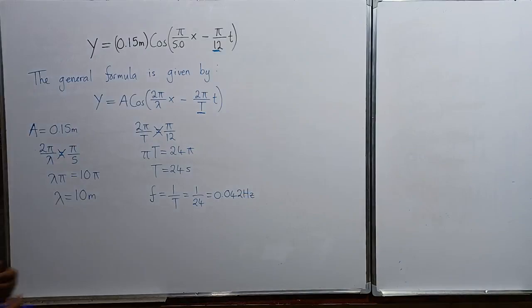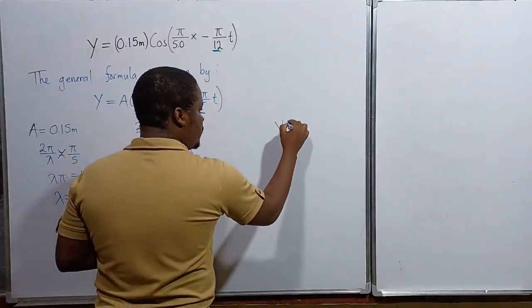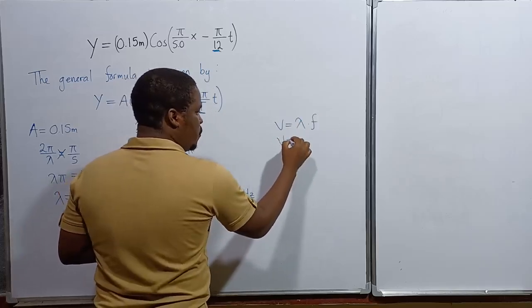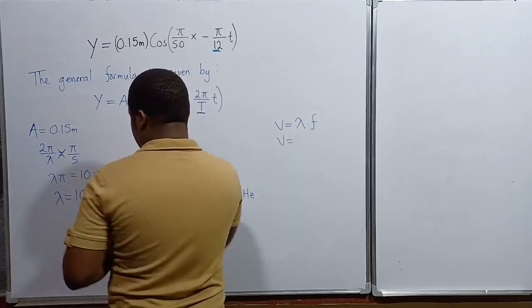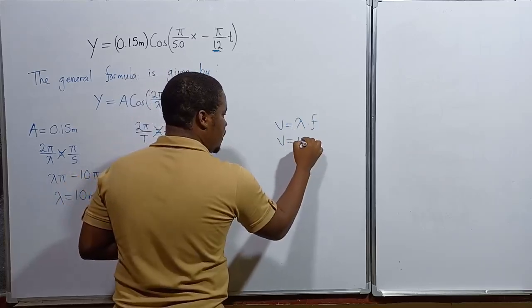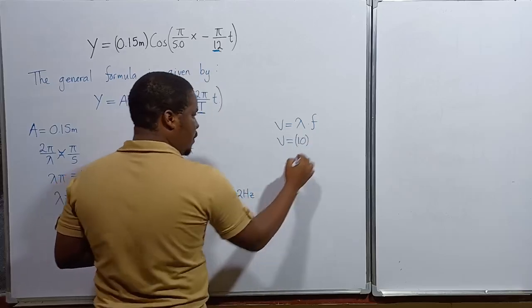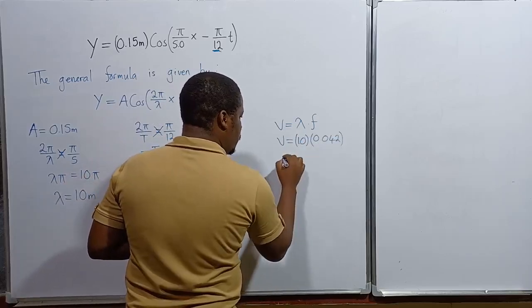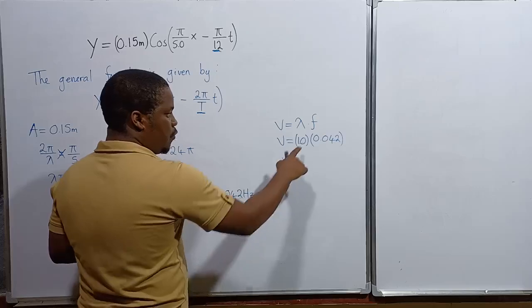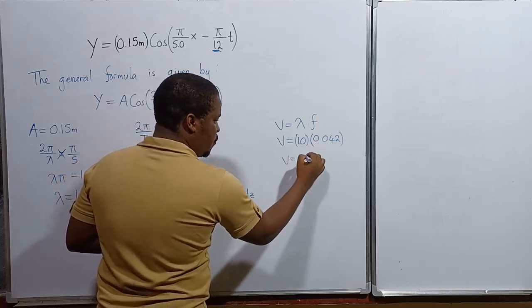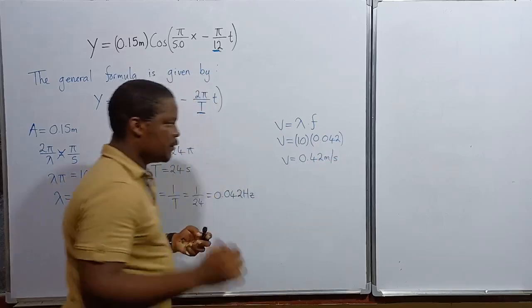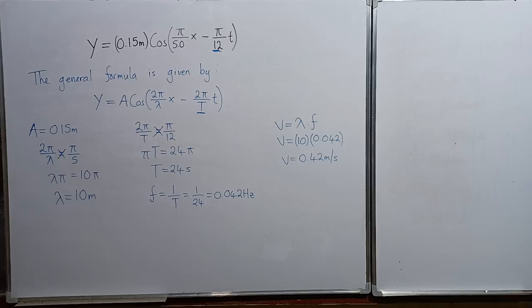How do we find the speed? Remember the formula for speed: speed is equal to lambda multiplied by frequency. Lambda, we said, is 10. Frequency is this value that we have here, which is 0.042. If we multiply this by 10, we simply get 0.42 meters per second. So that is our speed or velocity.